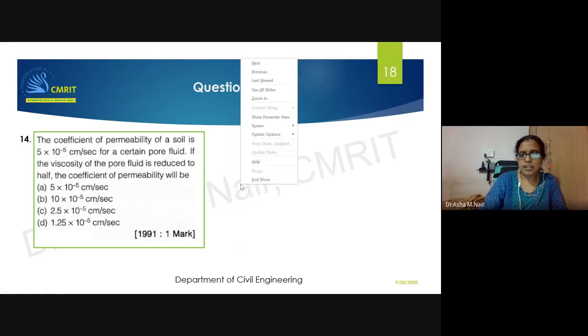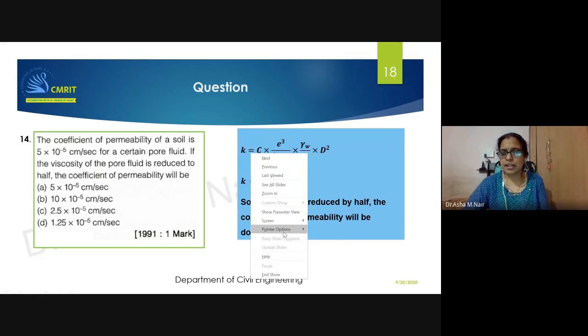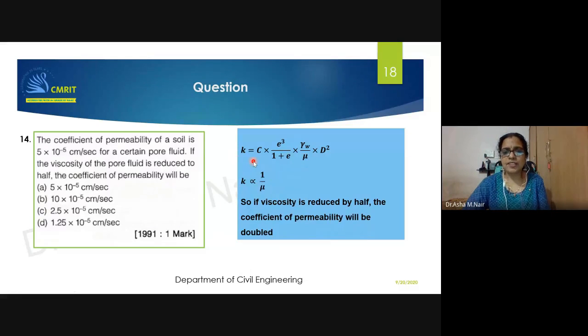Please keep in mind, you have to remember Hagen-Poiseuille's equation. If you remember, K is given by C, a parameter which correlates with shape, into e cubed by 1 plus e, into gamma w by mu, into D squared, where D is the effective size. Now, you are asked: what is the permeability if the viscosity is reduced to half?